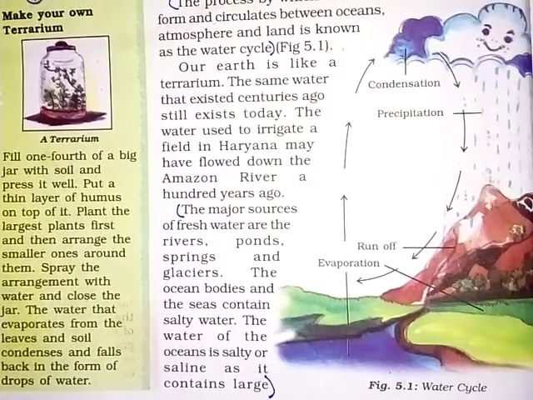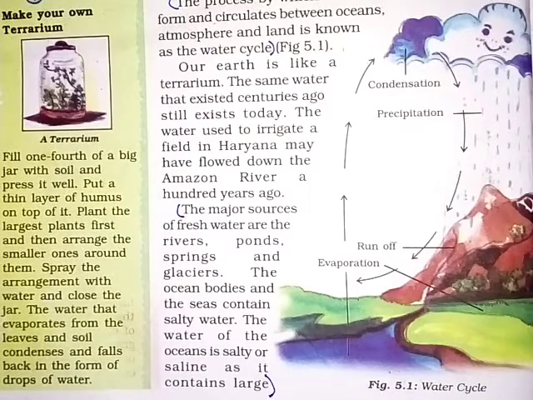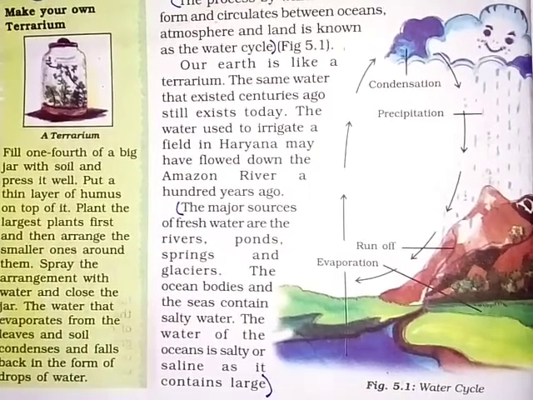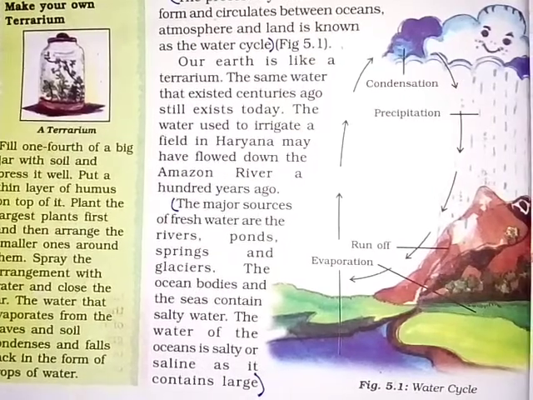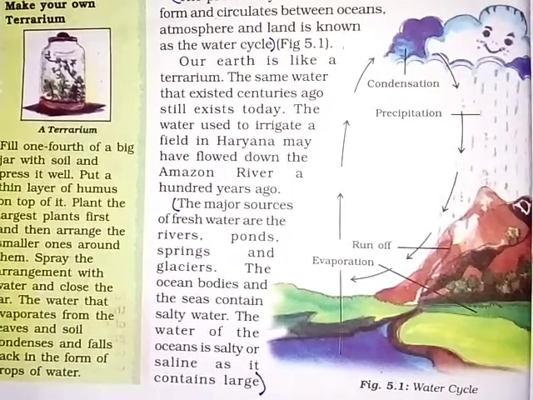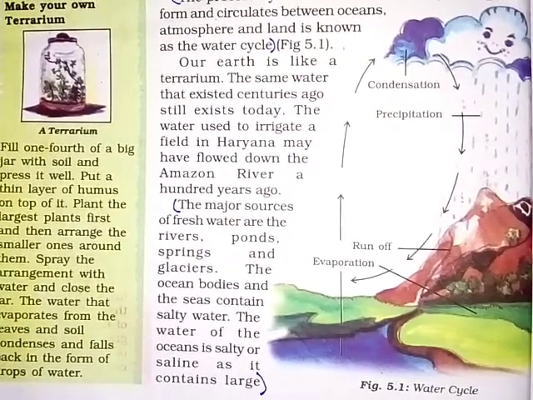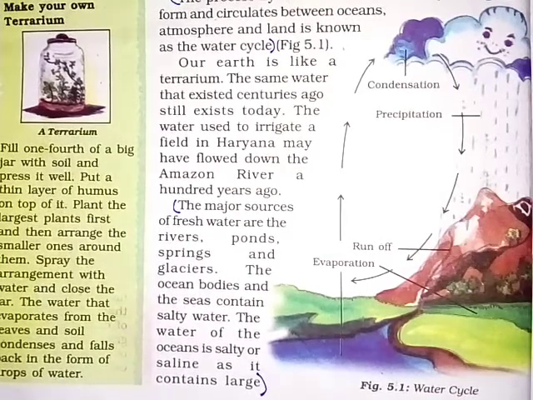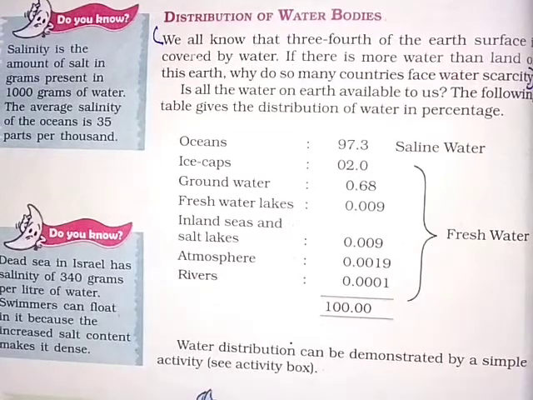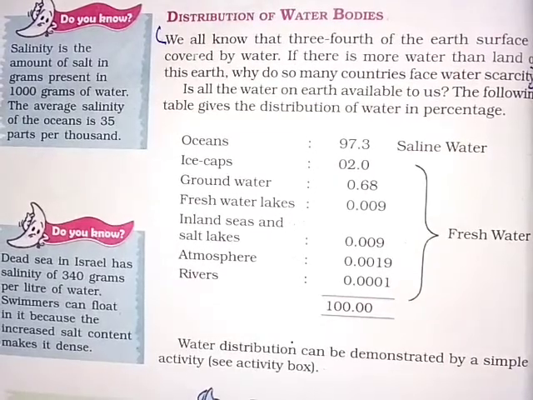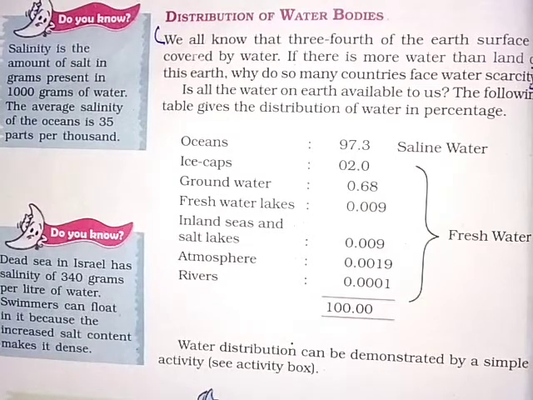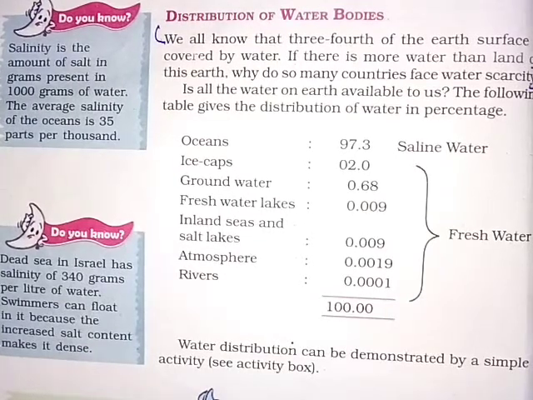The water of the ocean is salty, saline, as it contains large amount of dissolved salts. Most of the salt is sodium chloride or the common table salts that you eat. Distribution of water bodies. We all know that 3/4 of the earth's surface is covered by water.